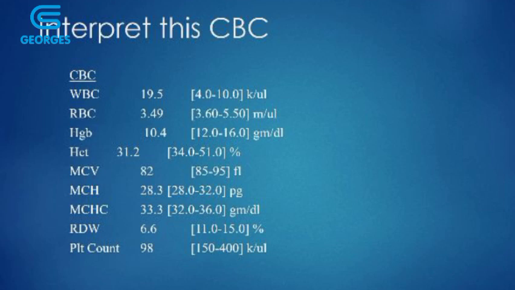Red blood cell distribution width of 6.6, and the reference range is from 11 to 15.0. That one we will say it is anisocytosis. And platelet count of 98, that is so low, we will say that maybe this one has coagulation problems. That's the end of our presentation.